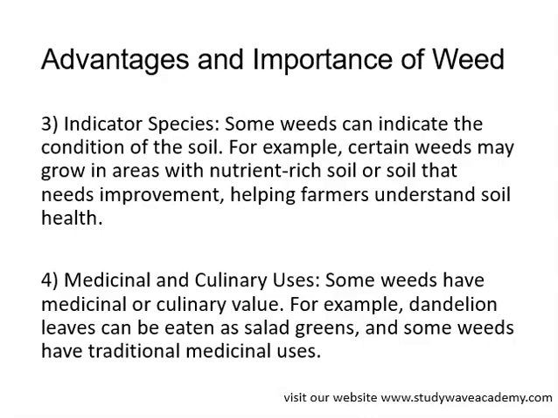Indicator species. Some weeds can indicate the condition of the soil. For example, certain weeds may grow in areas with nutrient-rich soil or soil that needs improvement, helping farmers understand soil health. Knowing if a crop can grow here and if a crop will do better in this area of the field. So it helps farmers to understand the health of a soil, knowing where it's best to plant.